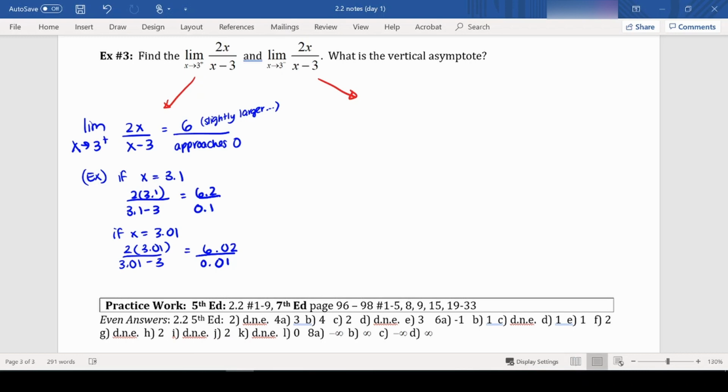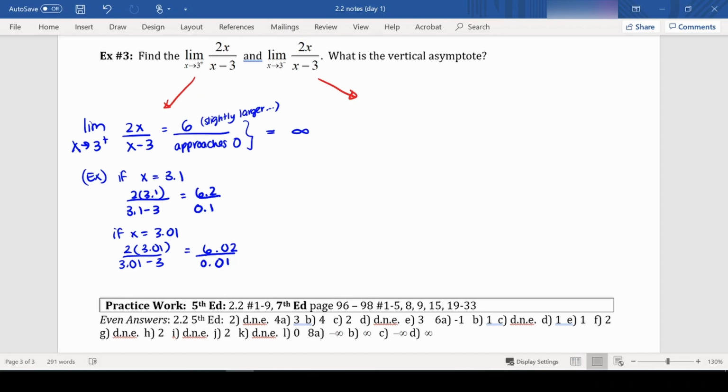So if you think about it, what happens when you take 6 and you divide it by a really, really, really small positive number? Well, if you actually try that on your calculator, you'll see your answers are going to get bigger and bigger. So if I take 6 and I divide it by 0.1 and 0.01, 0.001, and smaller, this is going to get bigger as you approach 3, which means this would approach infinity.